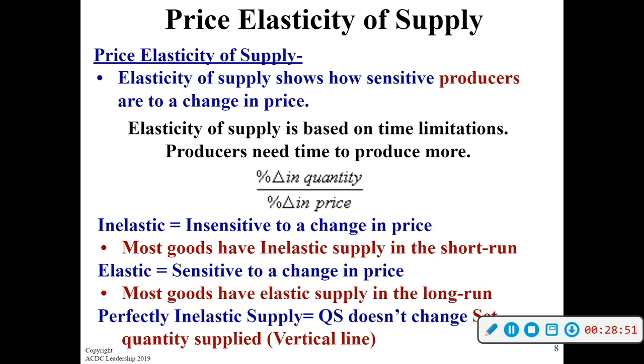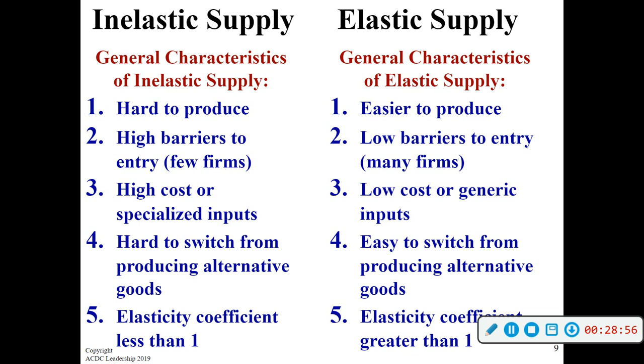General characteristics. So inelastic, they're harder to produce, there's high barriers to entry, meaning new firms cannot enter into this market very easily. And we'll talk about a lot of this when we get to the market structures. But you know, something like producing a mask or hand sanitizer is very easy to enter into the market because they're all generic products for the most part. Now, if you want to compete with Tesla or Apple or some kind of major company, well, it's going to be harder to start a business to compete with them. So that'd be a higher barrier to entry.